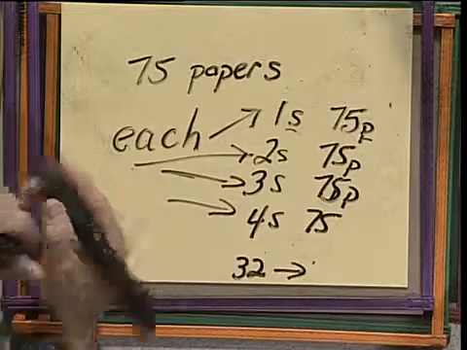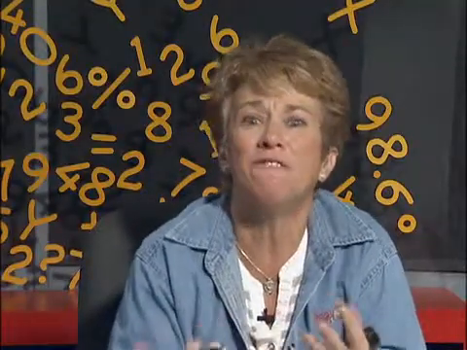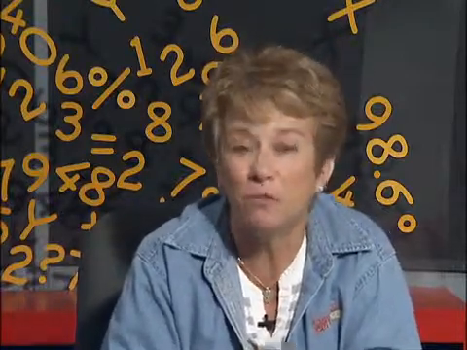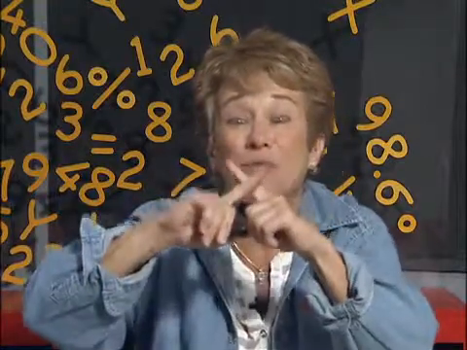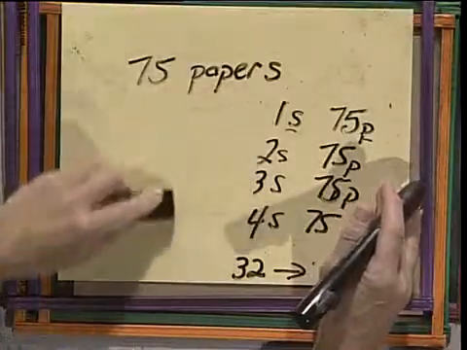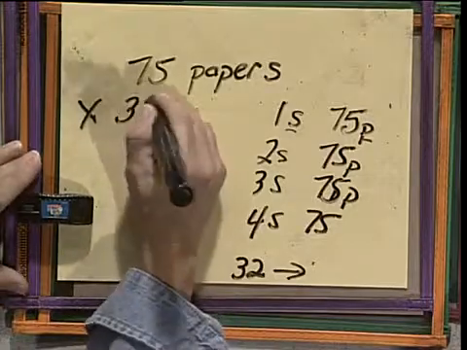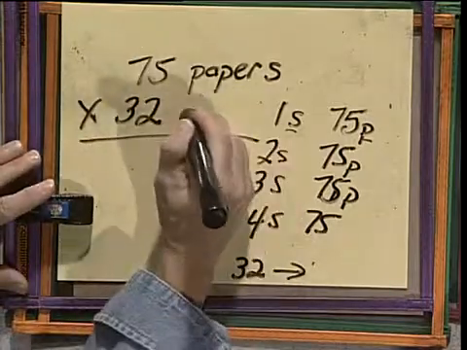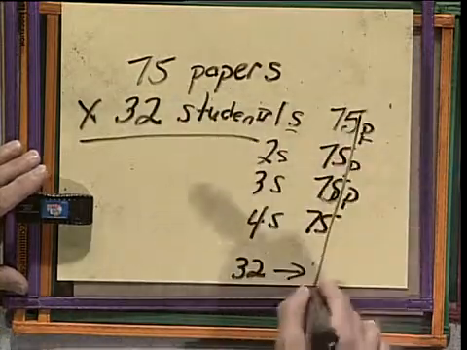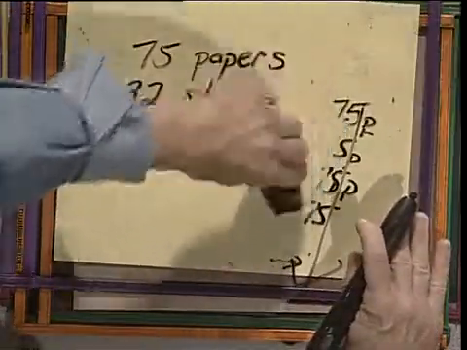No, no. Gabrielle, one thing, mathematicians like to be what we call efficient. Oh, no, I am not adding 75 32 times. What am I going to do? 75 times, exactly. I'm not going to add it 32 times. I'm going to multiply the 75 pieces of paper by 32 students. That's much more efficient than adding all of these 32 numbers. We'd be here for a long time. We would. So let's do that multiplication.